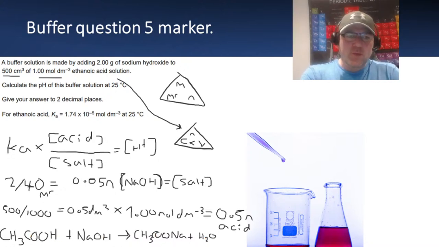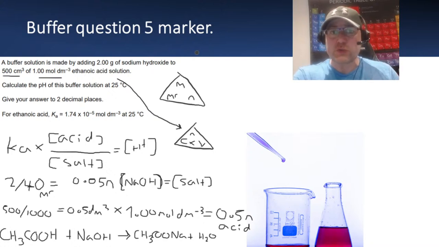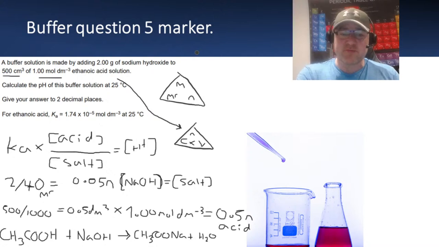Now, why did they want us to do the moles? Like I said, five markers. They don't give these buffers out in little two or three markers like they do in the CGP revision guide.